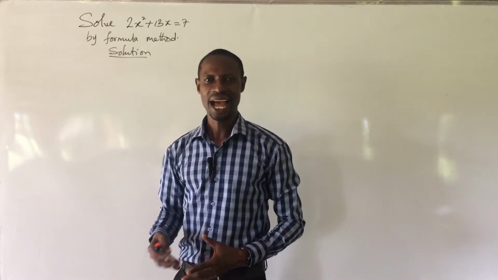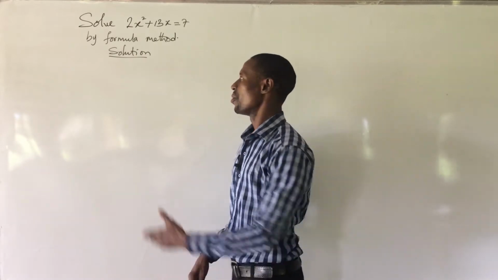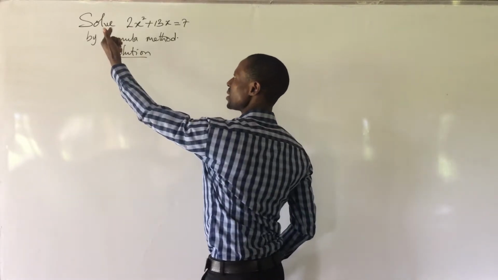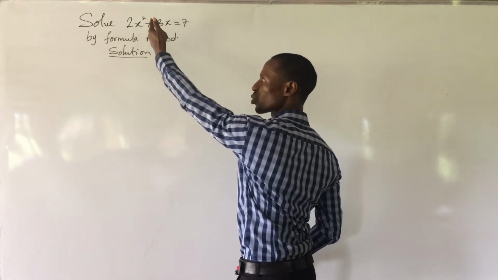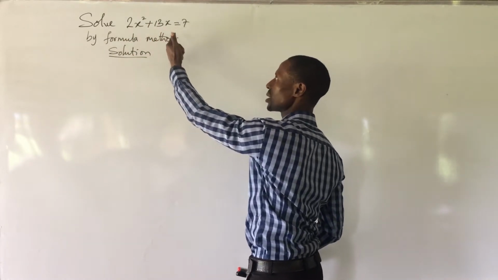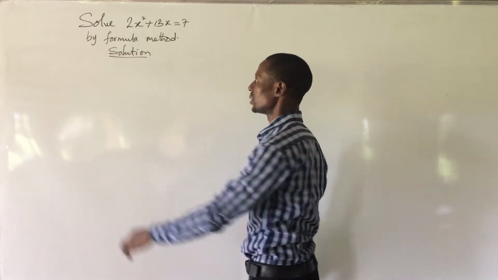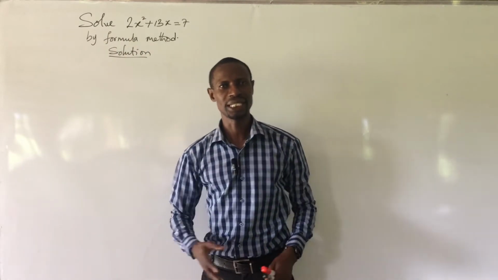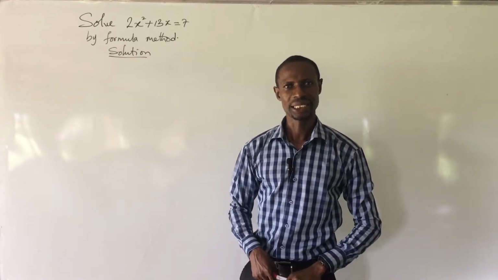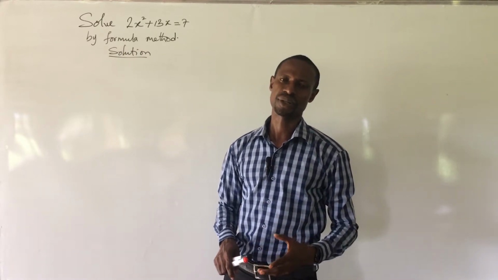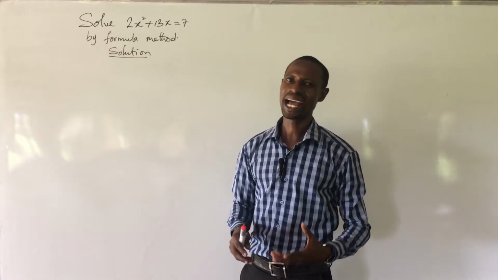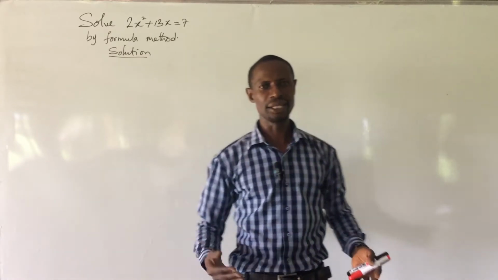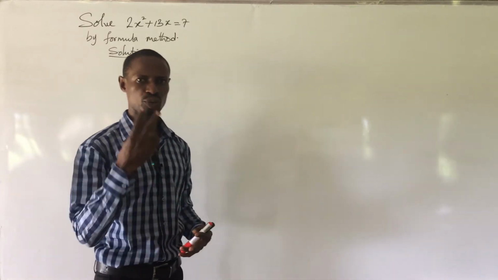My name is Jakes Anemo, and in today's video, we have a little challenge on the board. It says solve 2x squared plus 13x all equal to 7 by formula method. Now, from the board, you can see this is a quadratic equation, and quadratic equations are equations that have the highest power of their variable to be 2. In other words, at the end of the solving, you're going to have two solutions.